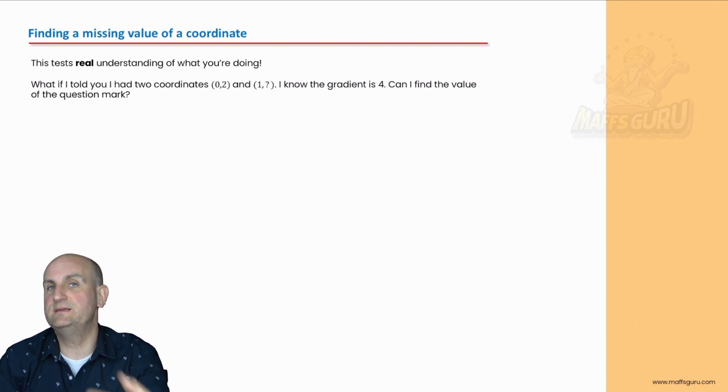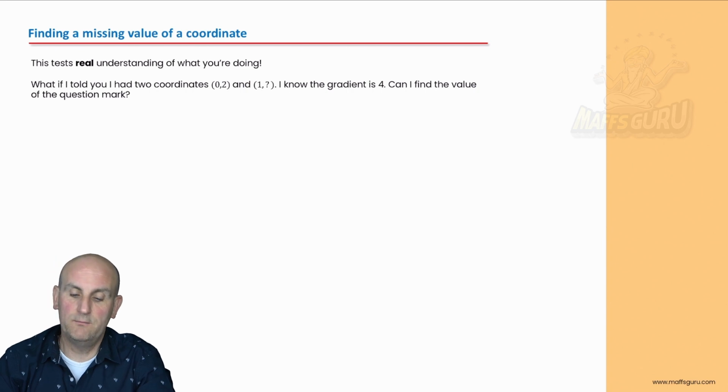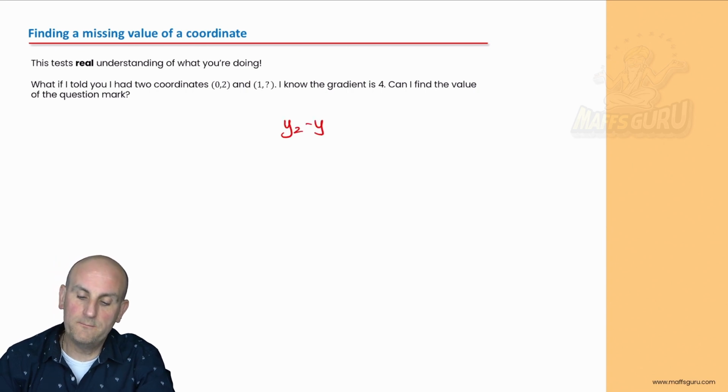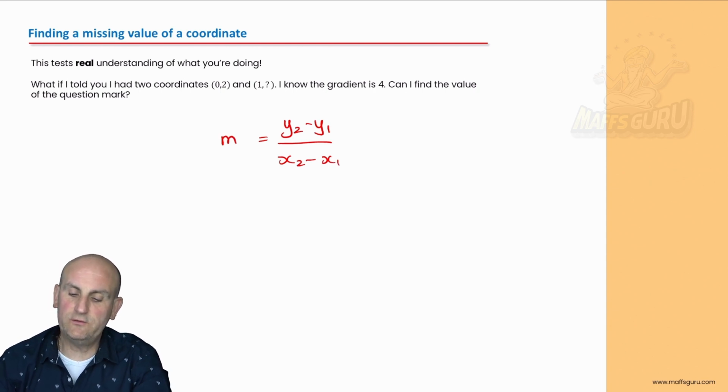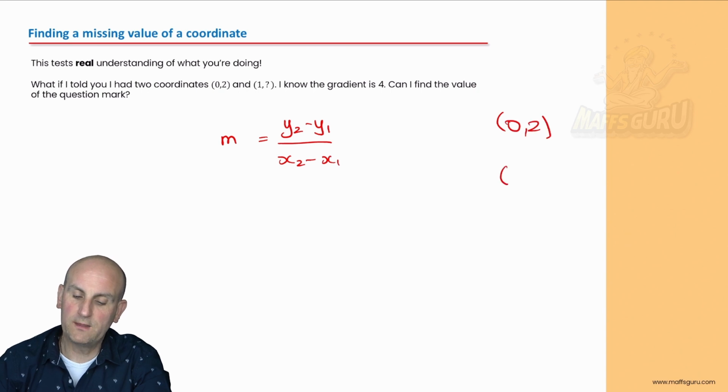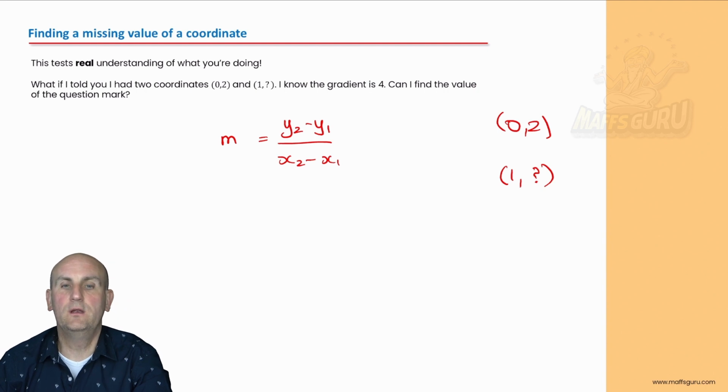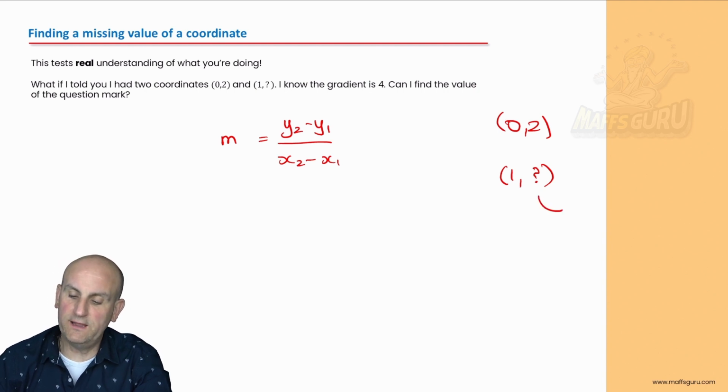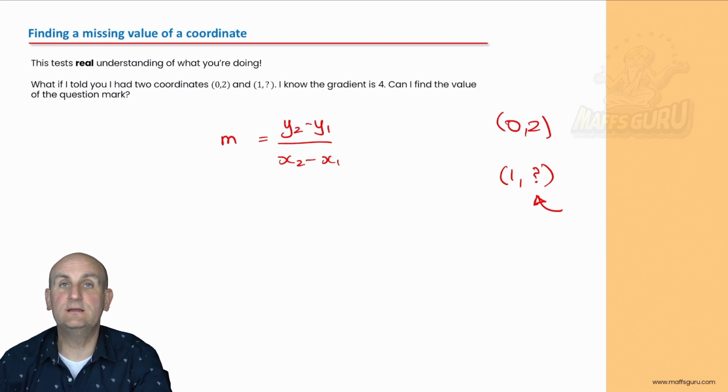Now, we can find the missing value of coordinates using my formula: y2 minus y1 on x2 minus x1 is my gradient. So look at this question here. I've given you two coordinates, 0, 2, and 1 comma something. We don't know what that is. And I want you to tell me, can you find this missing value if I tell you that the gradient is 4? Well, now we go back to our algebra stuff that you should have done before.